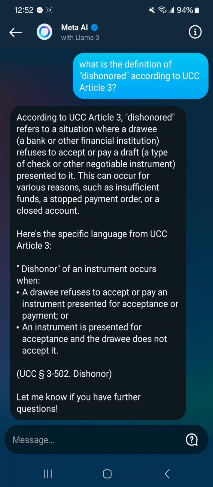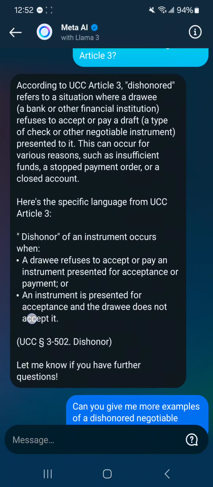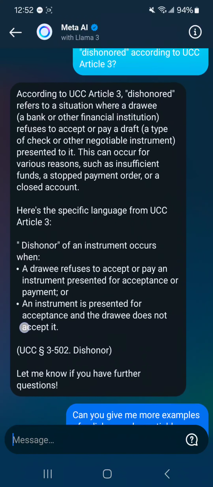So we learned about dishonor, and I was talking about time, and I wanted to see if AI had any other ideas of anything else that would fit within the idea of dishonored, right? So I said, what is the definition of dishonored according to UCC Article 3? According to UCC Article 3, dishonored refers to a situation where a drawee, and they give an example here, which is kind of interesting, a bank or other financial institution, refuses to accept or pay a draft, which is a type of check or other negotiable instrument, presented to it. This can occur for various reasons, such as insufficient funds, a stopped payment order, or a closed account.